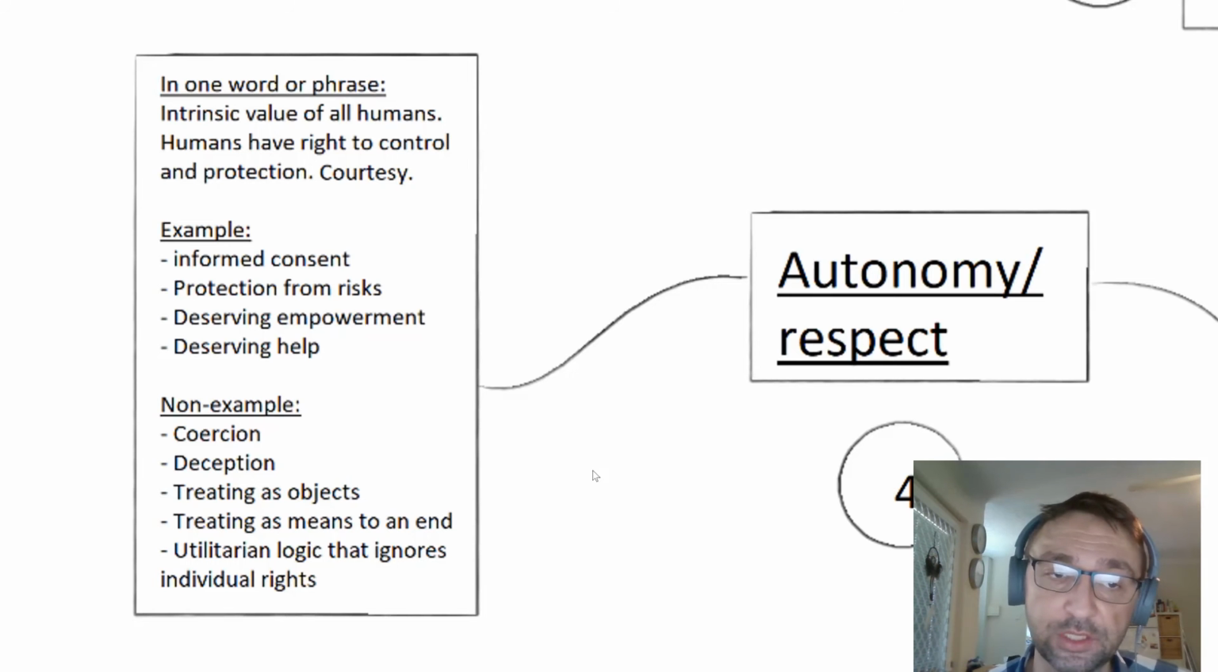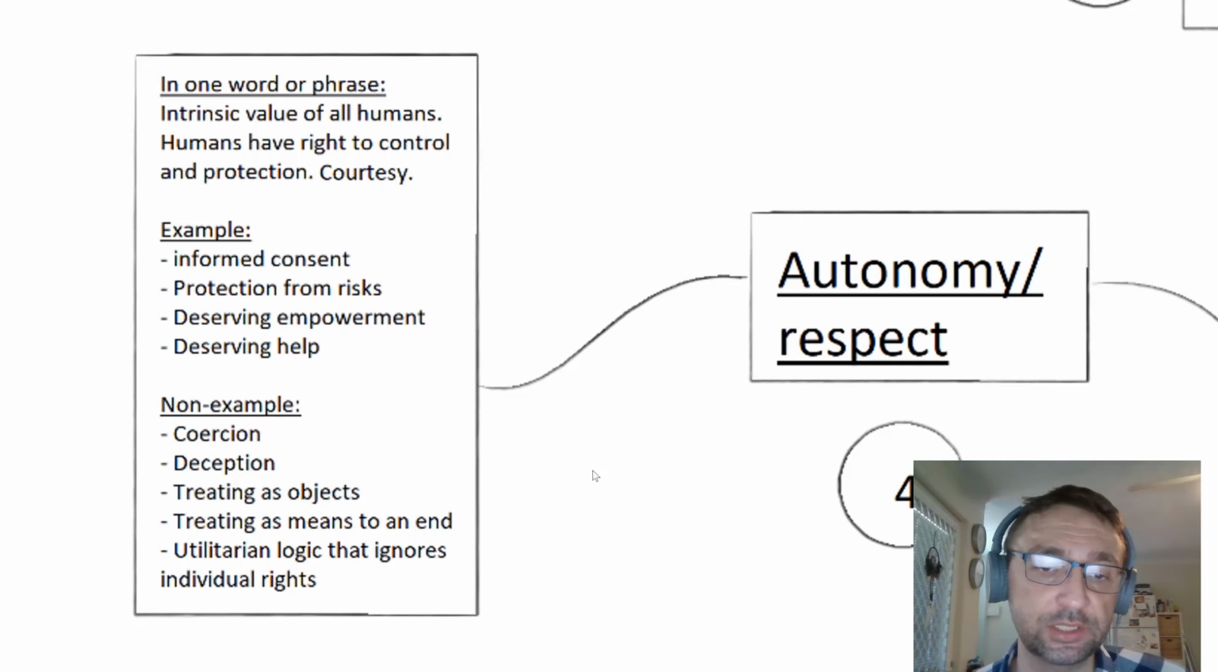So examples of how this is implemented in the process of research ethics is obtaining informed consent, so people know what they're doing and they agree to it, and if they say no, that's respected. There's the protection of participants from risks or undue risks. So there are limits on how much people can consent to things that really are just not in their interests.